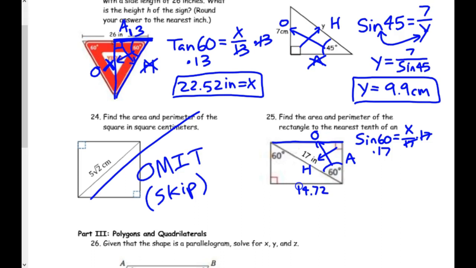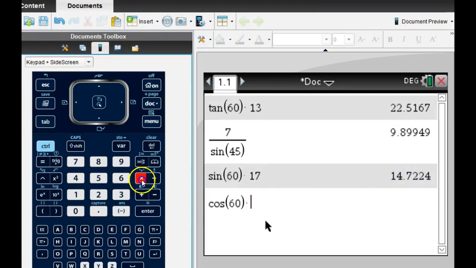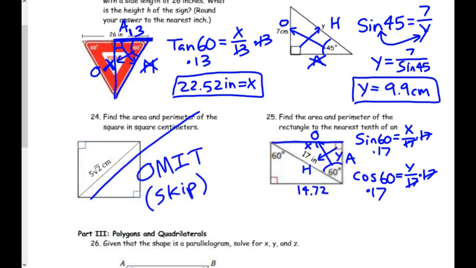And I'm going to do the same thing, but I'm going to use AH this time, which is cosine. So cosine 60 equals A over H. We'll call this one Y. Again, times 17 on both sides. Cosine 60 times 17 is 8.5. So I get 8.5.